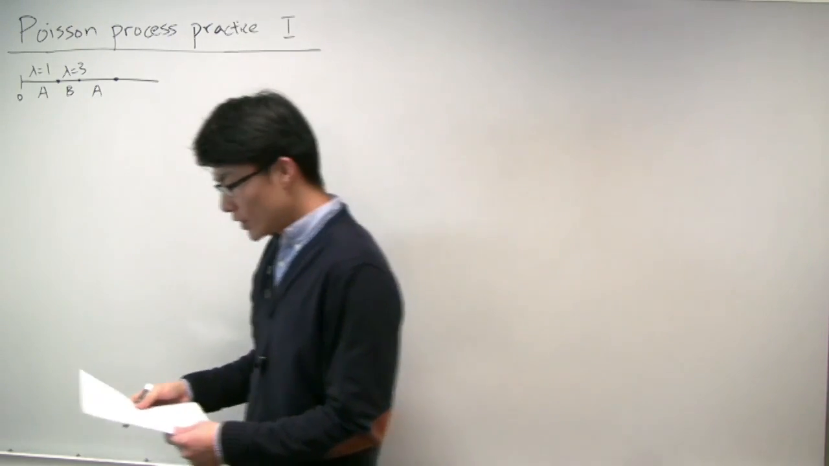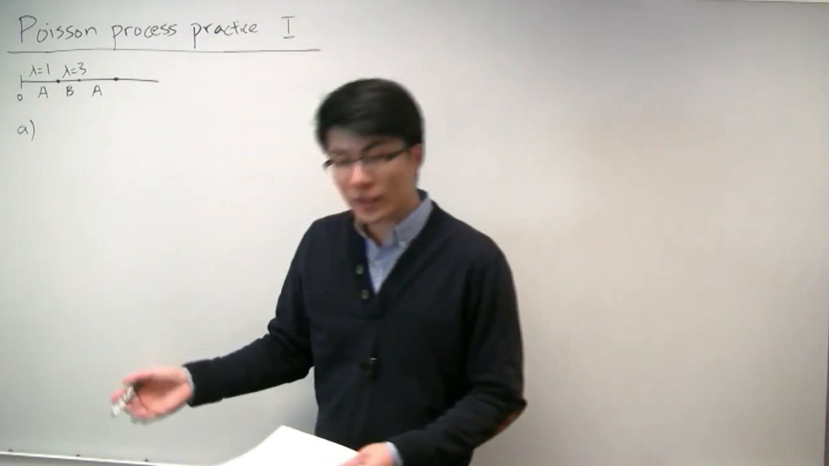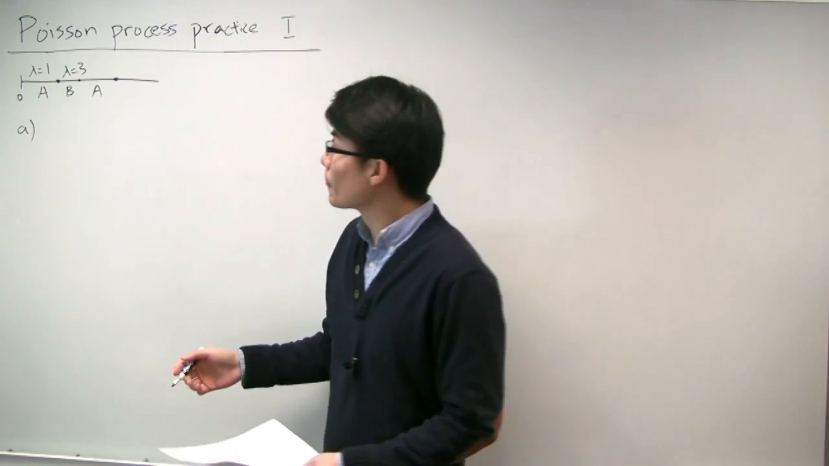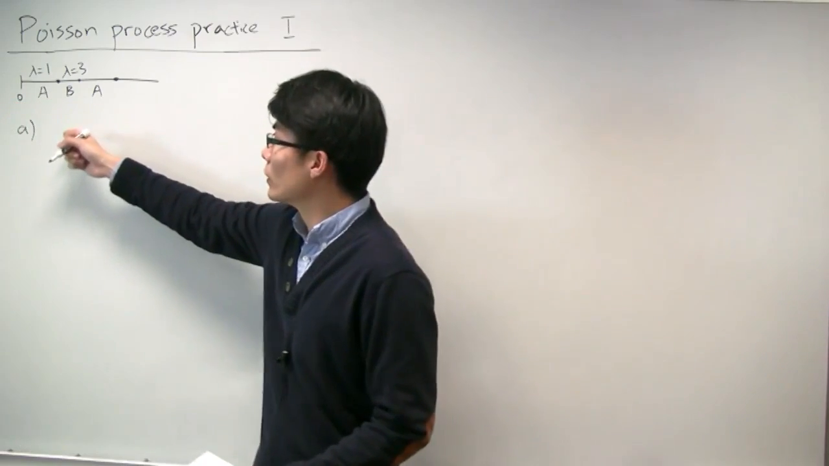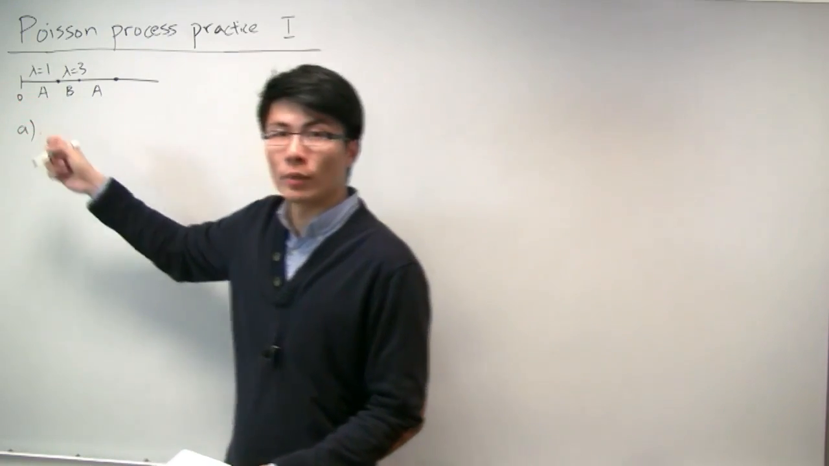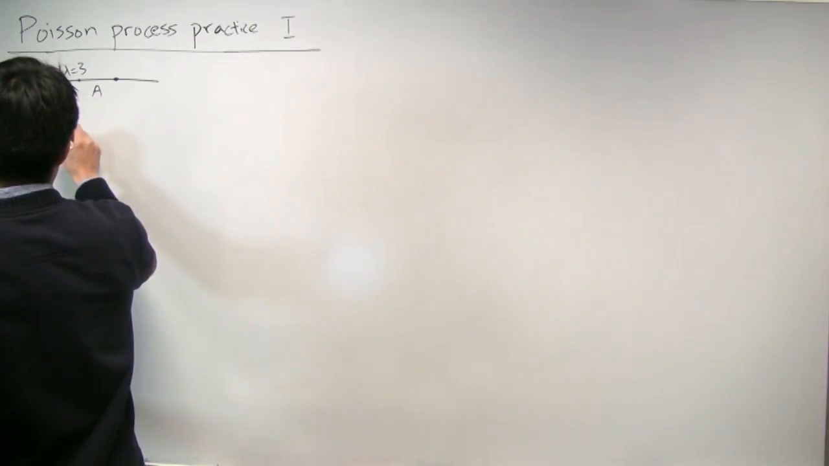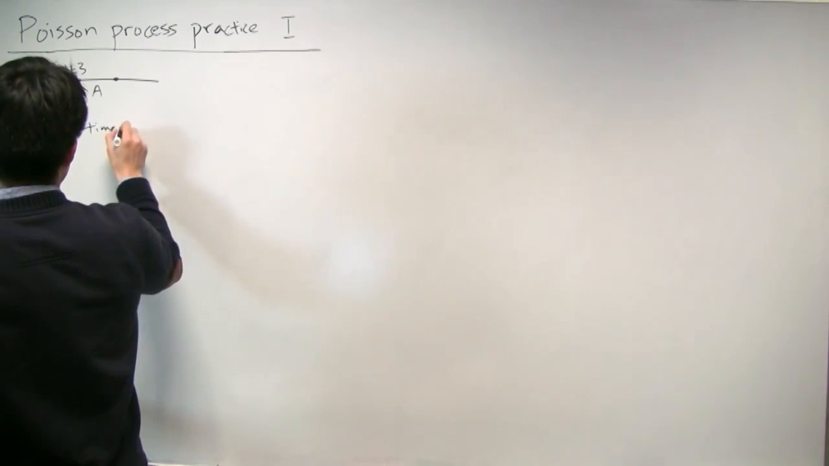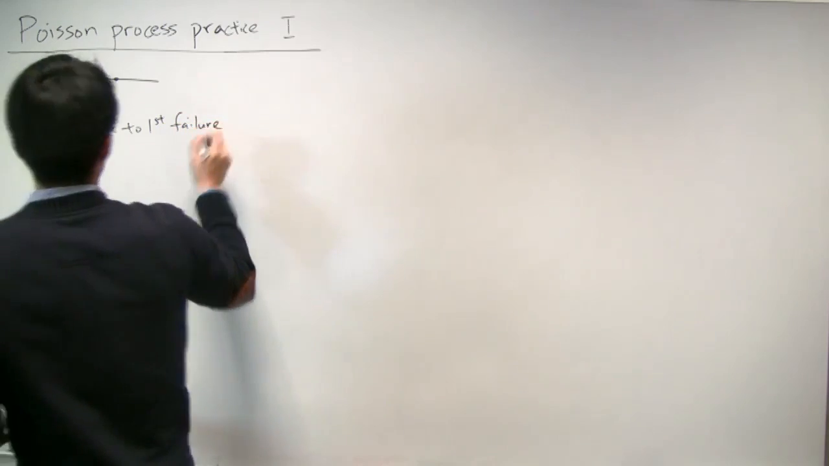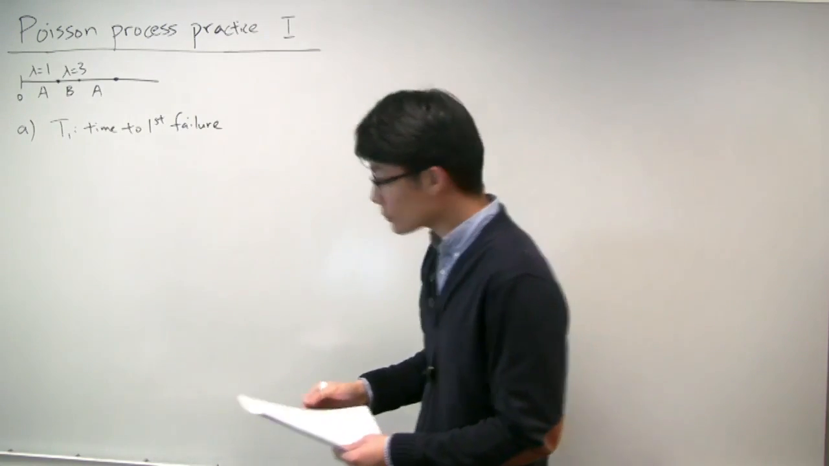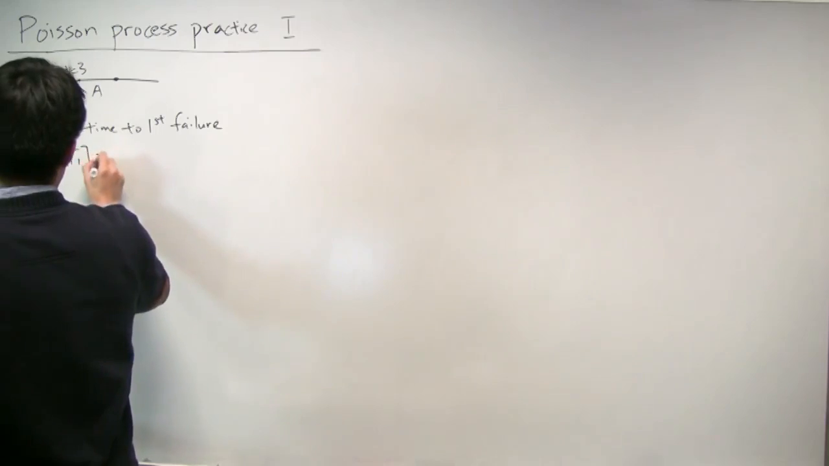Now, the first thing we're going to look at is: what is the expected time until the first failure? We start out at time 0 with a new bulb, and we want to know how long it's going to take on average before that first light bulb dies. Let's call that T1, the time until the first failure. What we want to find is the expected value of T1.